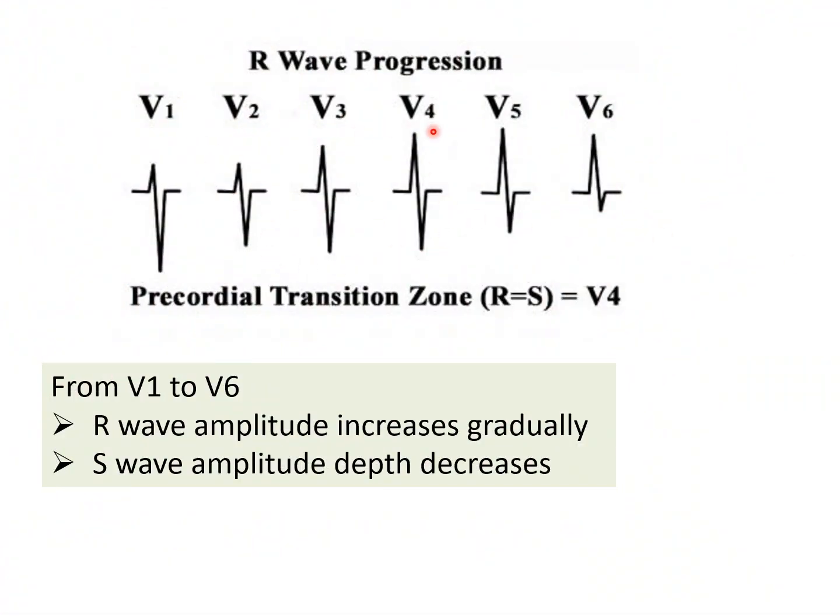So this transition, you can consider, changing from V1 to V6, the R wave will gradually become taller, and from V1 to V6, the S wave is becoming gradually smaller. And there is a transitional point that will usually be V4. In V4, the amplitude of the R wave and S wave will be almost equal, but one is positive, one is negative.